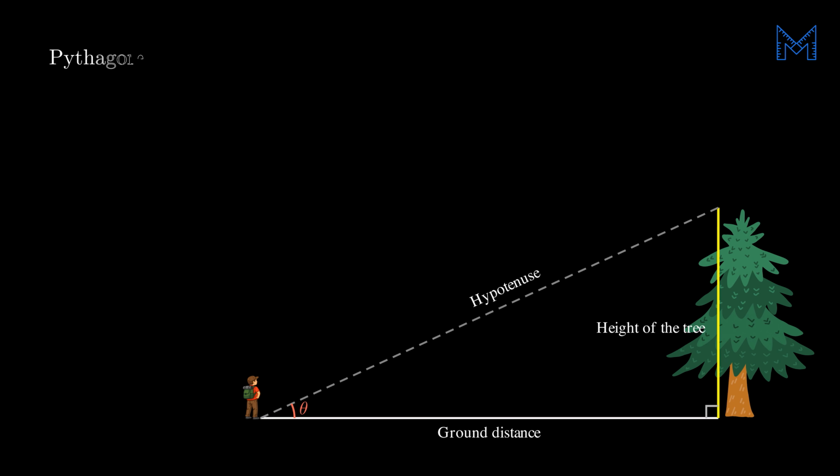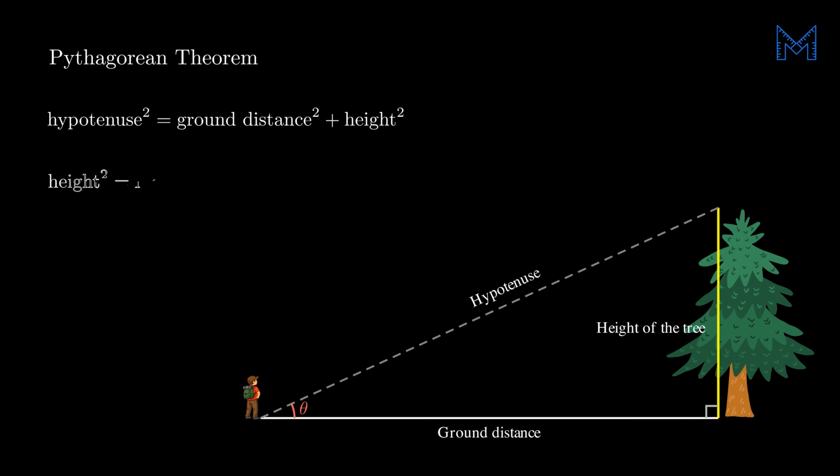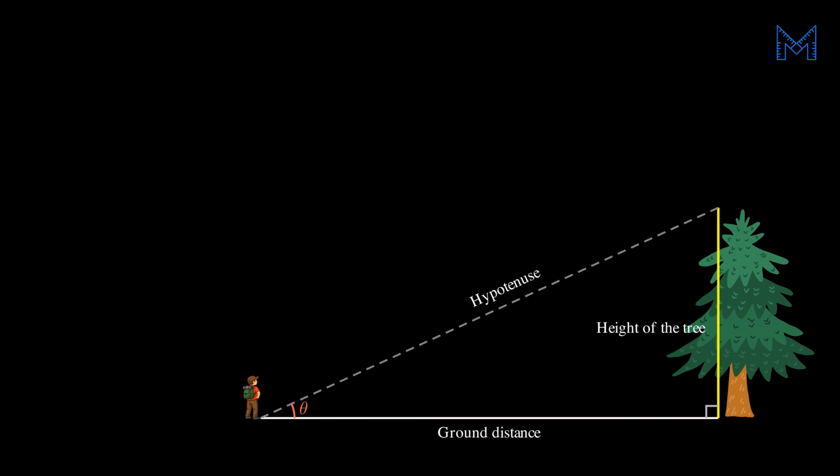First method, the Pythagorean theorem. In our right triangle, we know that the hypotenuse squared is equal to the ground distance squared plus the height squared. If we isolate the height, we get the height squared equals the hypotenuse squared minus the ground distance squared. Problem: we are completely stuck because we don't know the hypotenuse. The calculation stops there.